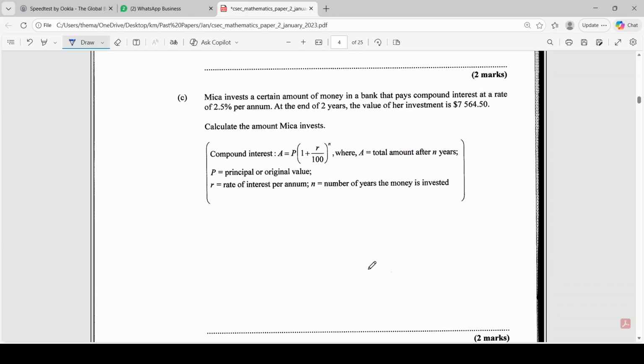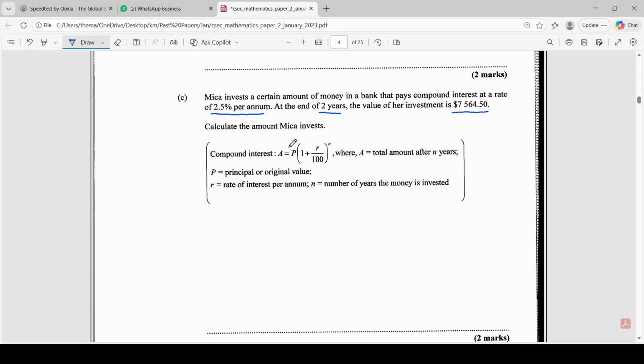Right, last part of the question here. Micah invests a certain amount of money in a bank that pays compound interest at a rate of 2.5% per annum. At the end of 2 years, the value of the investment is 7564.50. So they said the value of her investment at the end of 2 years, so this is what the money is going to end up being after the 2 years, right? Calculate the amount Micah invests.